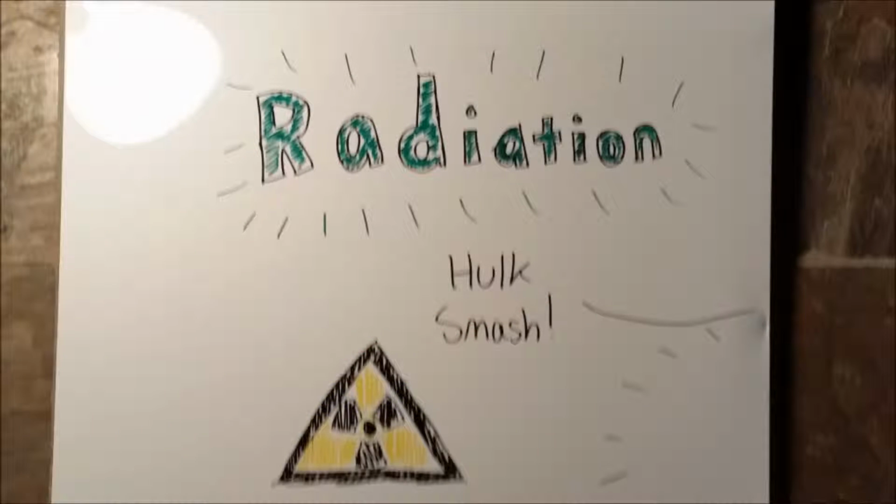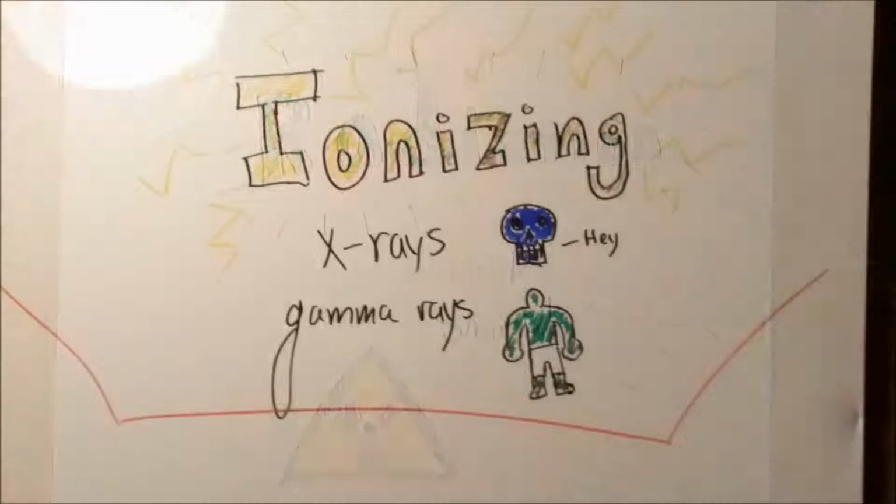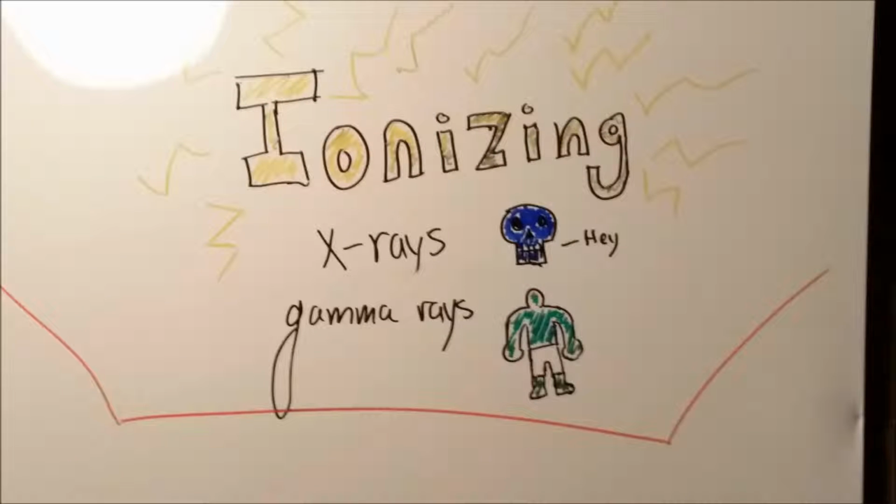Another way we can get mutations, and a lot quicker, is through radiation. You know, the stuff that makes the Hulk. Well, except radiation doesn't really work that way. The only type of radiation that can actually harm people is ionizing radiation, which is high-energy radiation compared to the average day-to-day radio waves or microwaves.